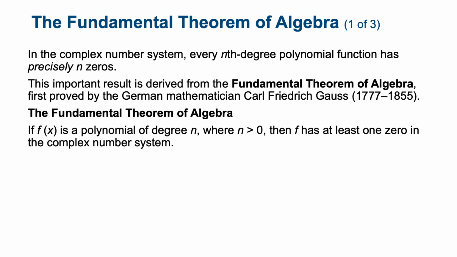So the fundamental theorem of algebra was proven by Gauss, and basically this is what it says. If you have a polynomial of positive degree, then you have at least 1 zero in the complex number system. And in fact, every polynomial function of the nth degree has exactly n zeros as long as you count for multiplicity. Like if a zero happens twice, then you count it twice, and there's going to be exactly n zeros, including complex numbers or not.